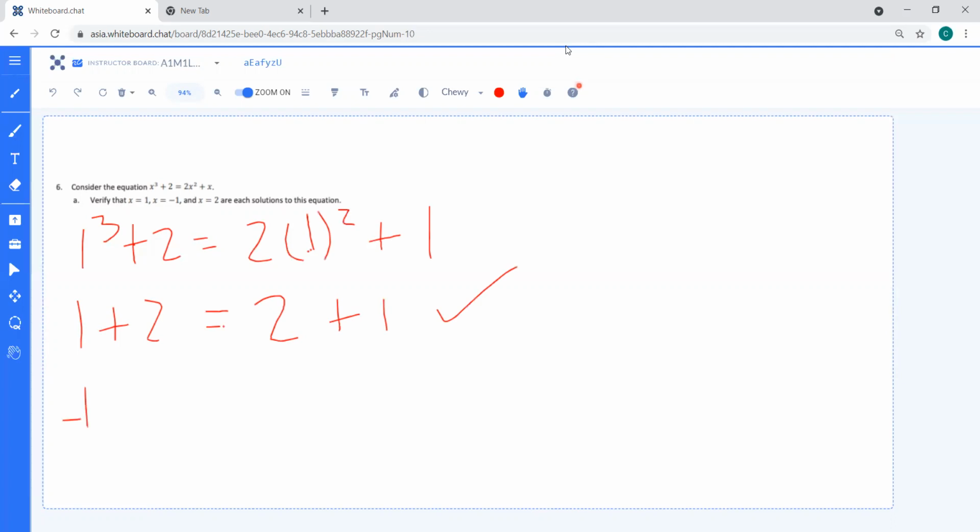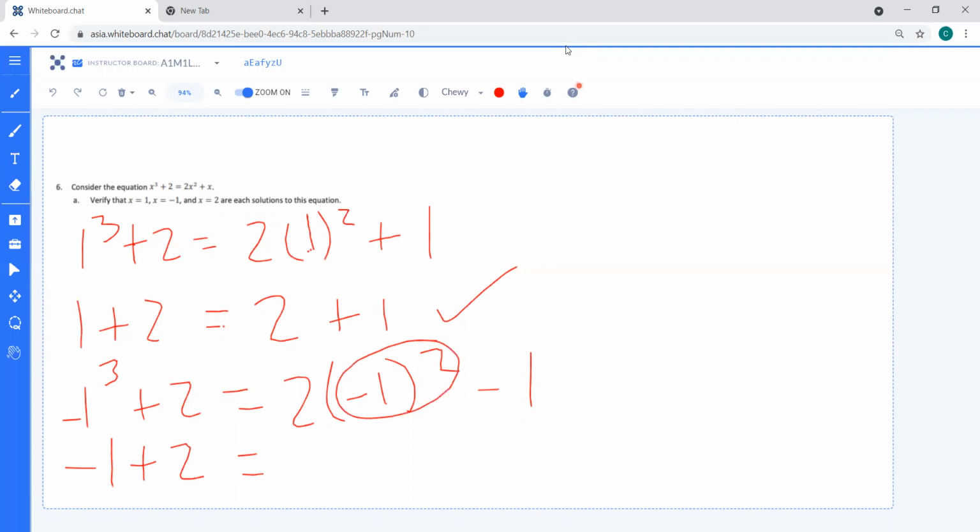What about negative 1? Negative 1 cubed plus 2 is equal to 2 times negative 1 squared minus 1. So negative 1 times negative 1 is positive 1, times a negative 1 is a negative 1. So we're going to have negative 1 plus 2 equals, well, negative 1 squared is positive 1. So 2 times 1 minus 1, 2 minus 1 is 1. So we have the same thing. 1 equals 1.